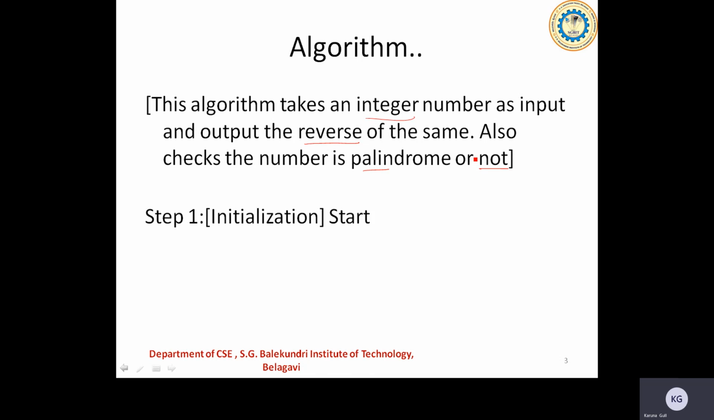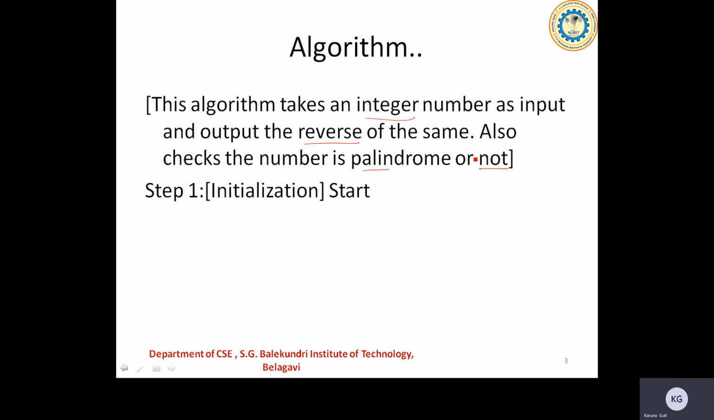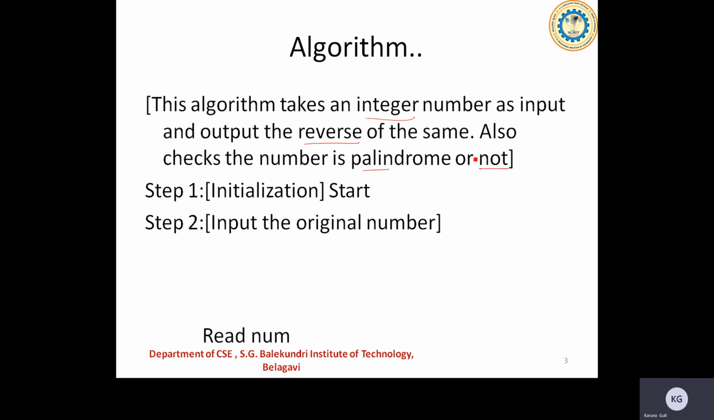How do I proceed? First I need to read a number there. I'll start, then I'm reading a number. The number is read as num. Then initially I'll be taking the reverse as 0 because I want to get the reverse of the given number there.